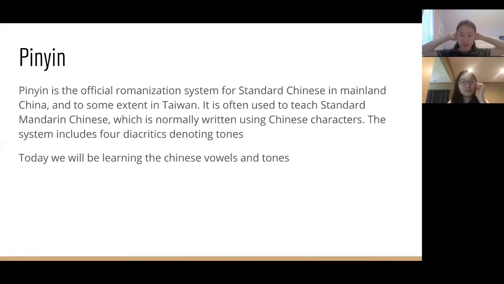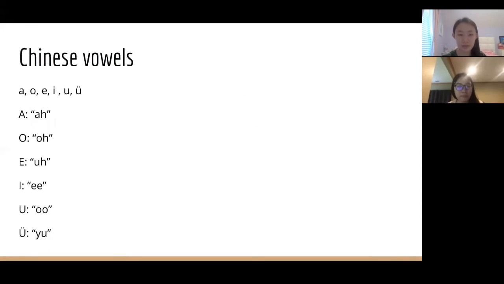Hi, I'm Nicole. I'm going to be doing Pinyin first for this class. Pinyin is the official romanization system for standard Chinese in mainland China, and to some extent Taiwan. It is often used to teach standard Mandarin Chinese, which is normally written using Chinese characters. This system includes 4 diacritics denoting tones. Today we'll be learning the Chinese vowels and tones.